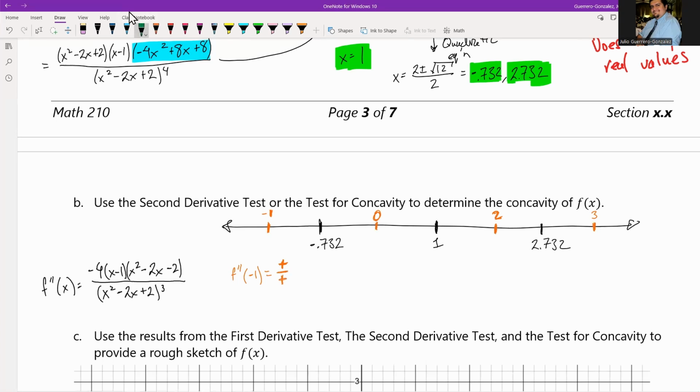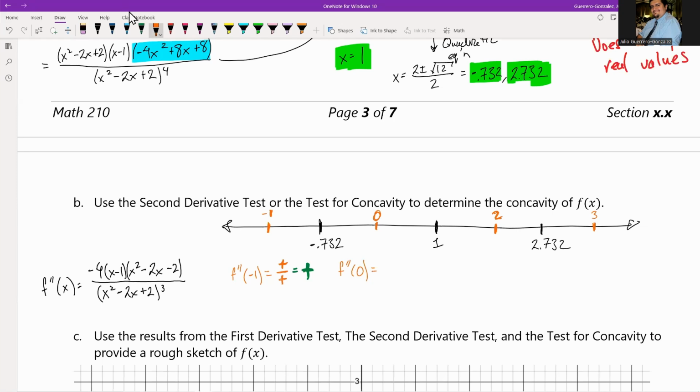Hopefully you guys see what's happening here, right? We have a positive second derivative. Okay, let's move on. I'll cover the concavity after we do the rest of them. So f double prime of x, f double prime of 0. This one's going to be a little simpler.